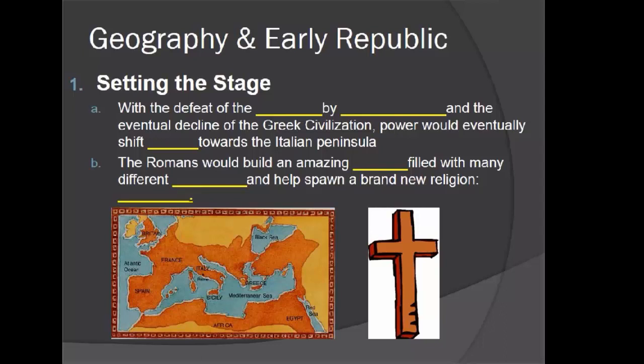So, setting the stage. With the defeat of the Persians by Alexander and the eventual decline of the Greek civilization, power would eventually shift west towards the Italian peninsula. The Romans would build an amazing empire filled with many different cultures and help spawn a brand new religion, Christianity.